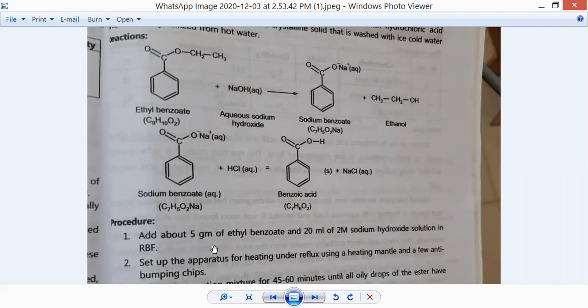So 5 gram of ethyl benzoate will give X gram of benzoic acid. Cross multiplication, whatever will be the value, this will be your theoretical yield. This is your theoretical yield.